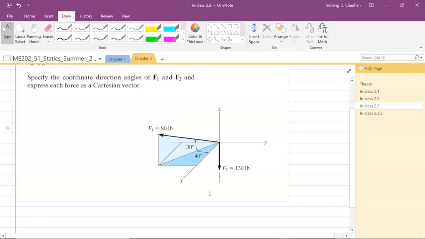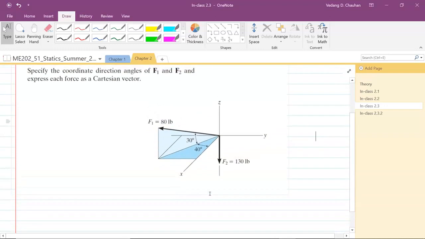Chapter 2 in-class exercise 3. In this in-class exercise, we will learn how to represent a vector as a 3D Cartesian vector and how to find coordinate direction angles for that vector. These angles are alpha, beta, and gamma respectively.